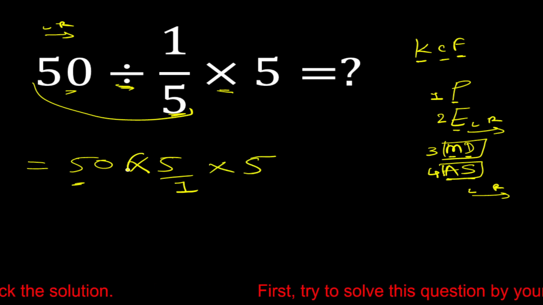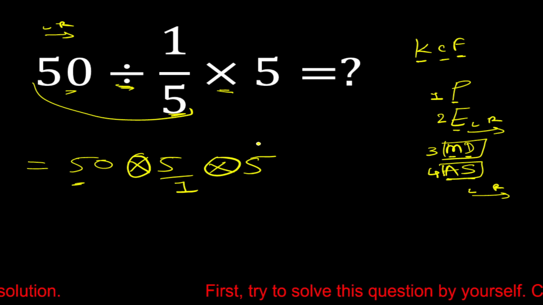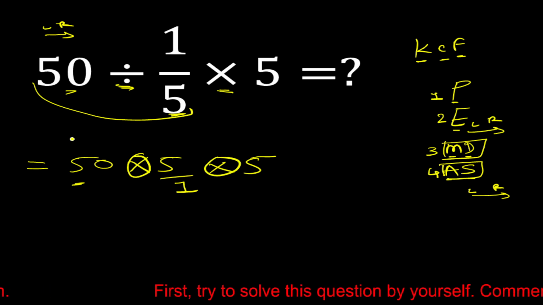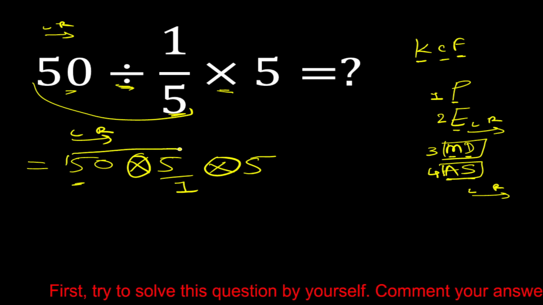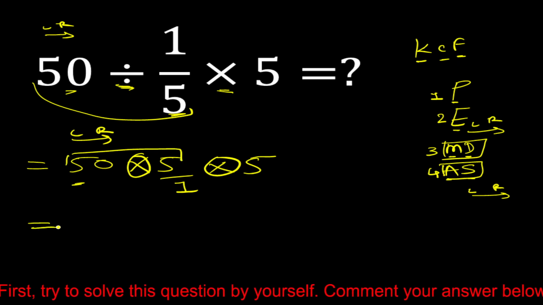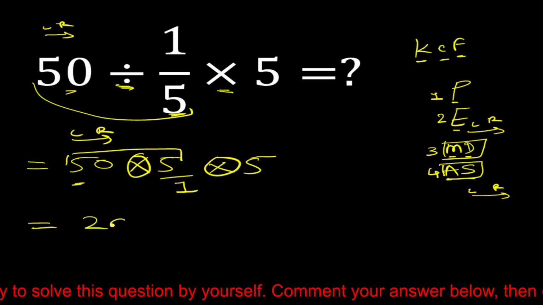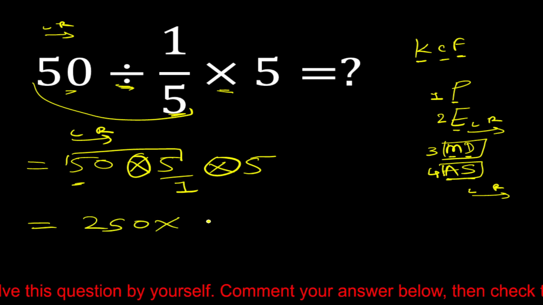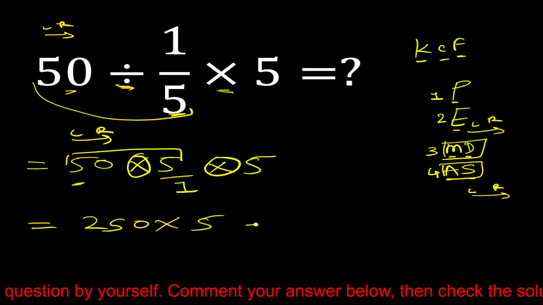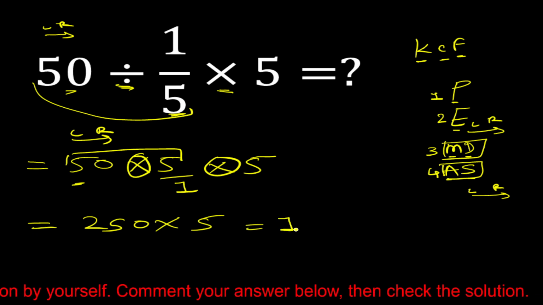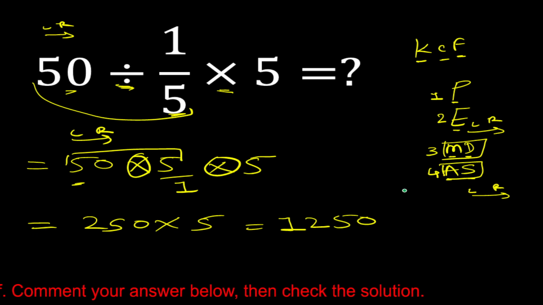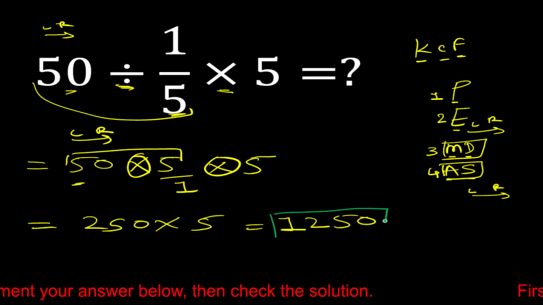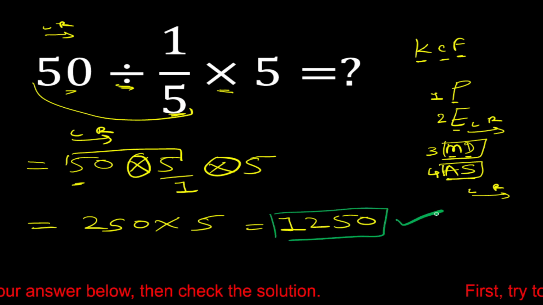Okay, now here is multiplication and here is multiplication, both have equal priority, so we have to solve it from left to right. So first we have to solve this multiplication. So 50 multiply 5 is equal to 250 multiply 5. So 250 multiply 5 is equal to 1250. Okay, so the correct answer is 1250.